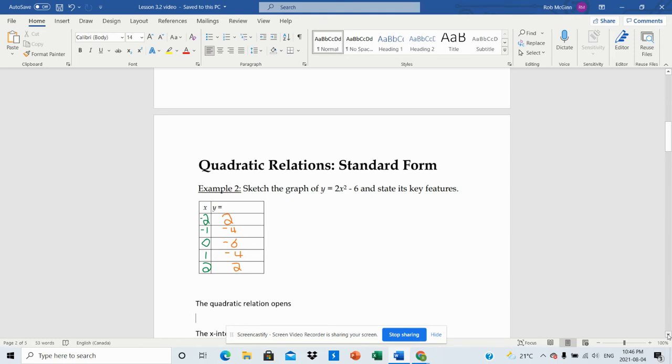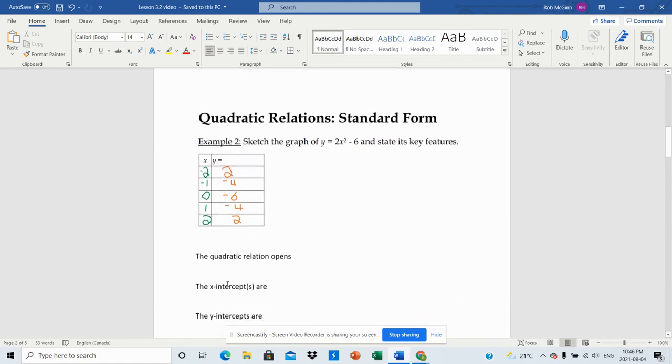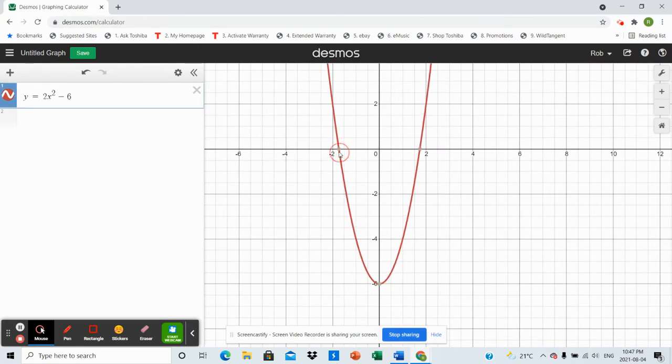So this quadratic relation opens up. It looks like a U. Well, we've seen that. Now, if we want to figure out what our x-intercepts are, this is when y equals 0. We could sub in y equals 0 and then solve for x in this equation. Or we can use Desmos. Desmos is really good at this type of stuff. And you can see, as soon as I click on my parabola, it identifies some key points.